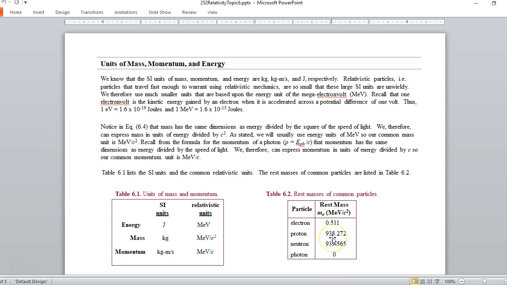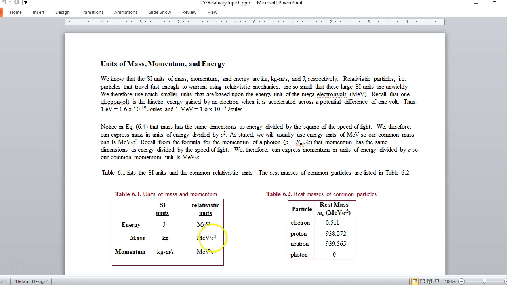Okay, so for instance, if you look over here in table 6.2, we have the rest masses of some common particles. The electron, 9.11 times 10 to the minus 31 kilograms. You can express that as 0.511 mega electron volt per c squared. So in other words, if I take 9.11 times 10 to the minus 31 kilograms, multiply it by 3 times 10 to the 8 meters per second, quantity squared, that's c squared, I'm going to get so many joules. If I convert the number of joules into mega electron volts, I would get 0.511.